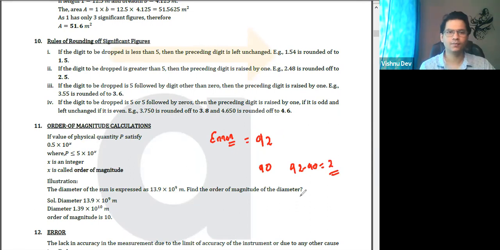And what is the error percentage? So this is which kind of error? This is your absolute error. Yes or no? This is your absolute error.